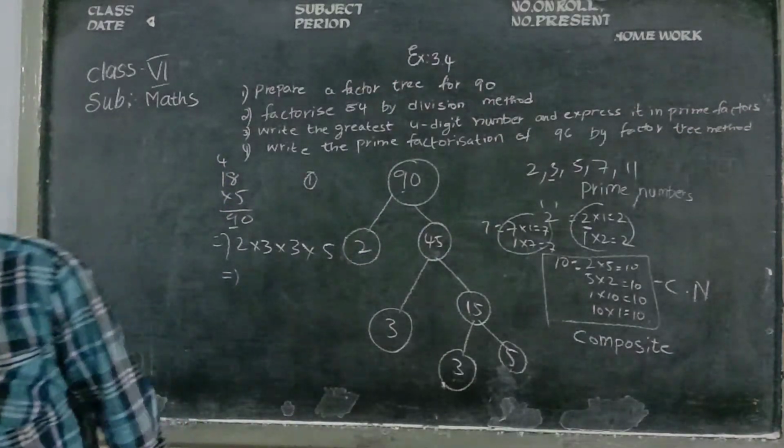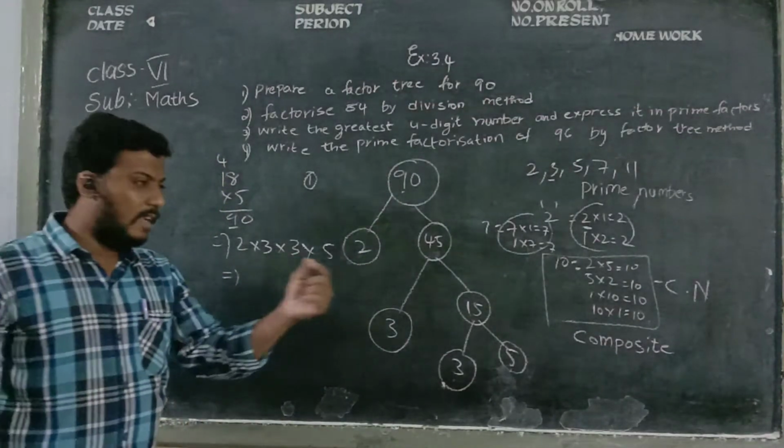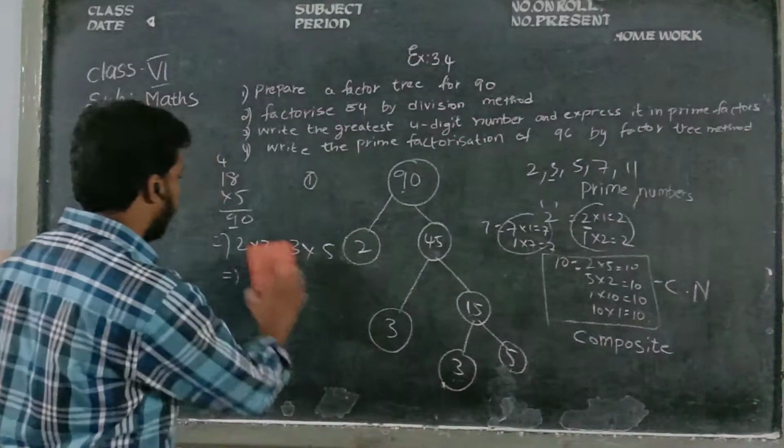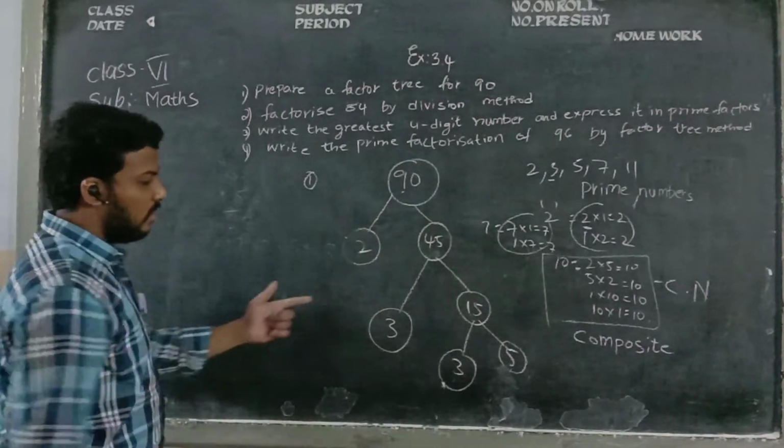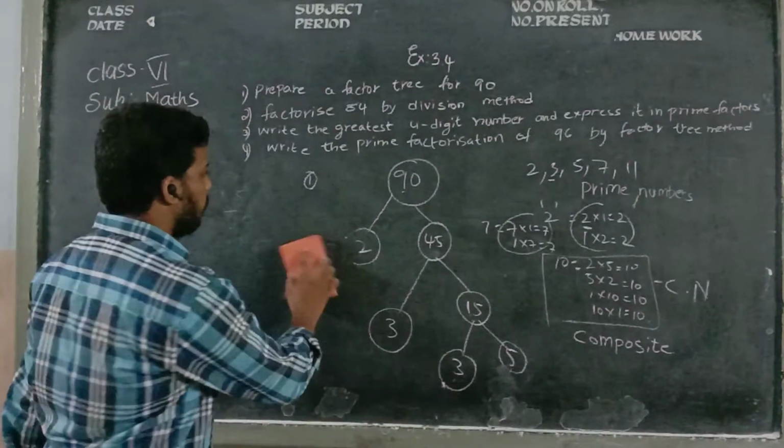Children, like this you need to take the number and express it in the factor tree method. I think you understand. We will take the next problem next time, children.